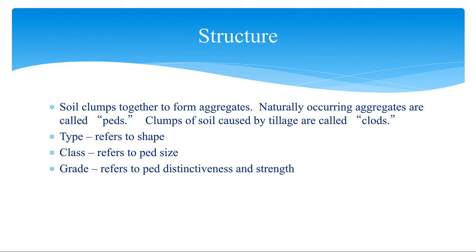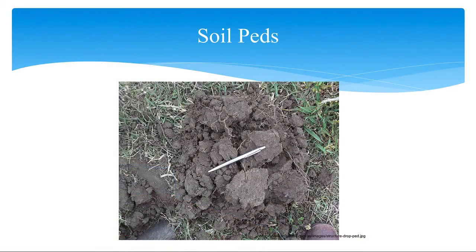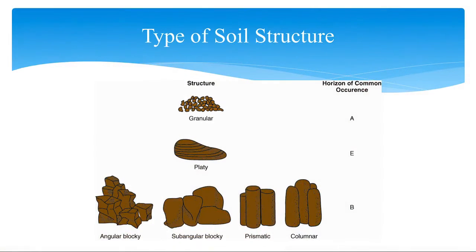But again, when you dig up soil and you expose it and throw it out there, it usually is in these clumps or clods. What they can be are what we refer to as granular. They can be platy, angular blocky, subangular blocky, prismatic, or columnar. Now, this means a lot to a soil scientist.